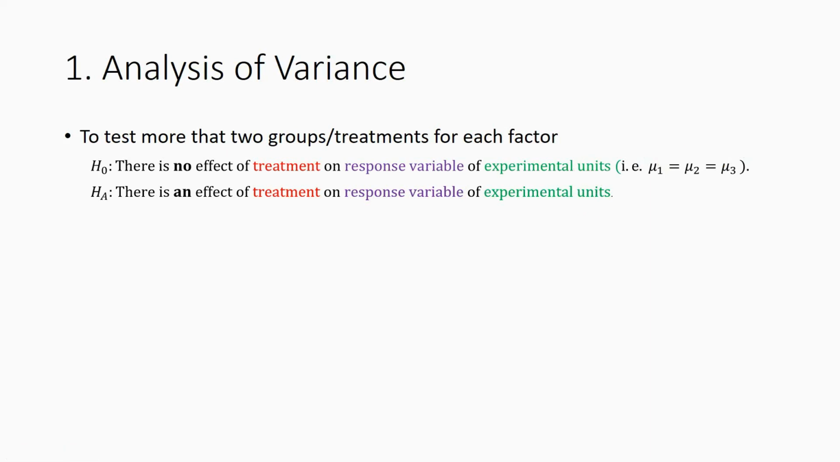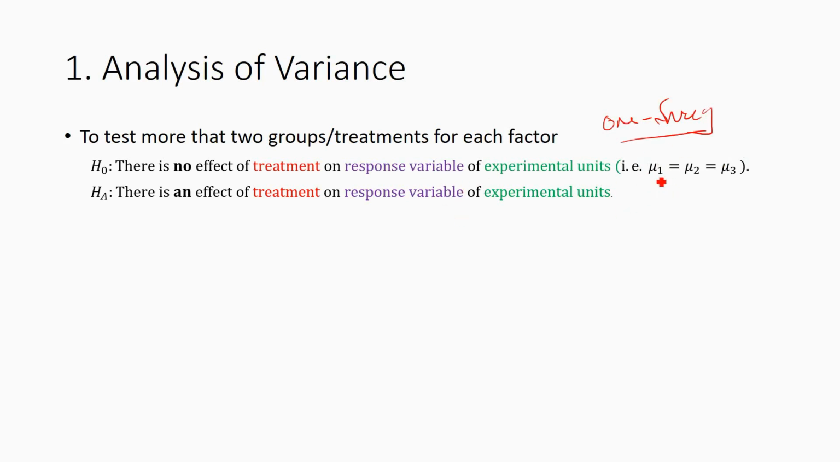So for example, this is the first one. There is no effect of the treatments on the response variable of exponent unit. Now we're talking about one factor first. Start from the basic, one factor, one-way ANOVA. This is the type of question related to one-way ANOVA.